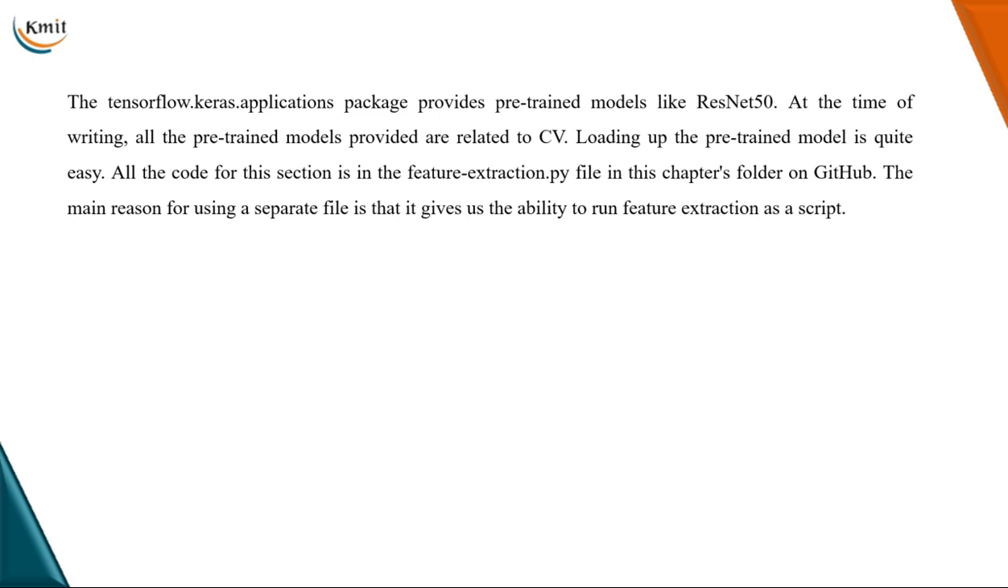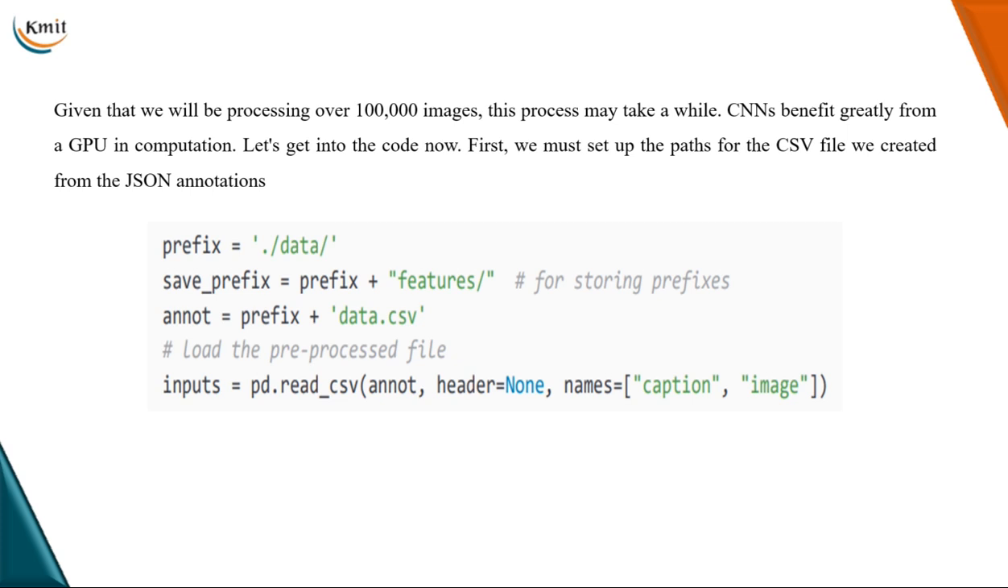Now we'll look into the code in this particular session, where we'll do feature extraction. The main reason for using a separate session like this is to give us the ability to run feature extraction as a script when you develop your NLP models. Given that we will be processing over 1 lakh images, this may take a while. CNNs benefit greatly from GPUs, so make sure you turn your accelerator to GPU if you are using Google Colab, the cloud environment. Now let's get into the code.